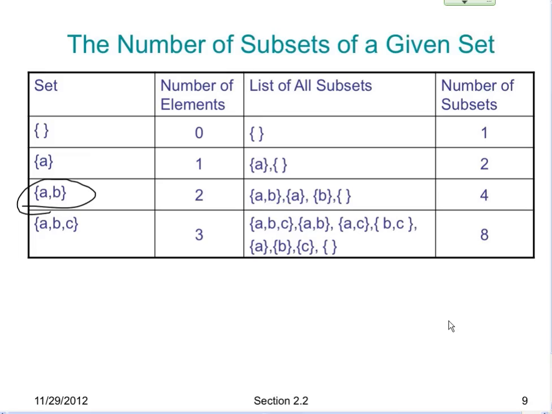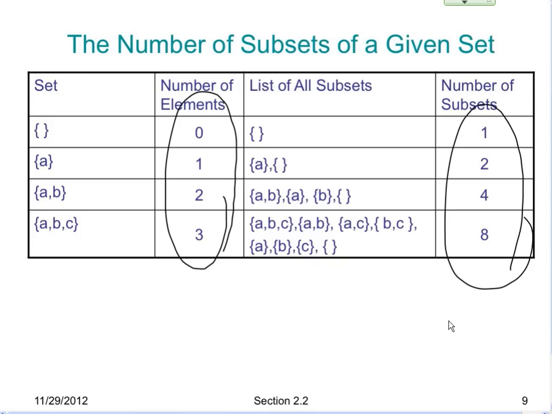Now we have a set with two elements. We're going to have itself, each one individually, and the empty set. That's 4 subsets. With 3 elements, we've got the whole thing, we've got the 2's, we've got each one individually, and we've got the empty set. There are 8 subsets. And what we want to do is be able to use this number to figure out this number.